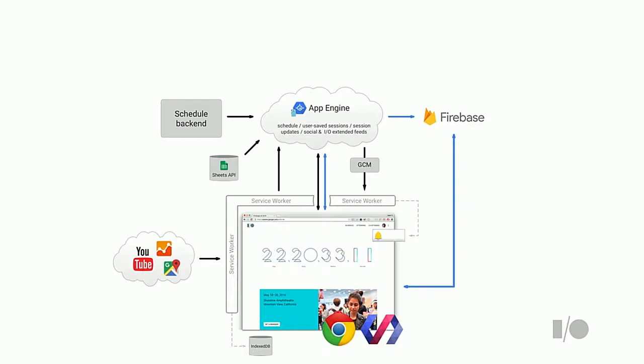Lines in blue are authenticated requests. So we have Google sign-in. You can log in and personalize a schedule for I/O. For our backend, for that, we're using Firebase, which is a really, really amazing real-time database in the cloud.